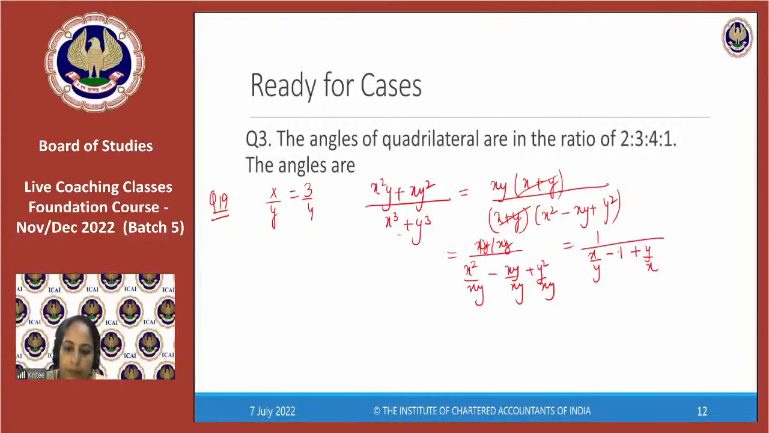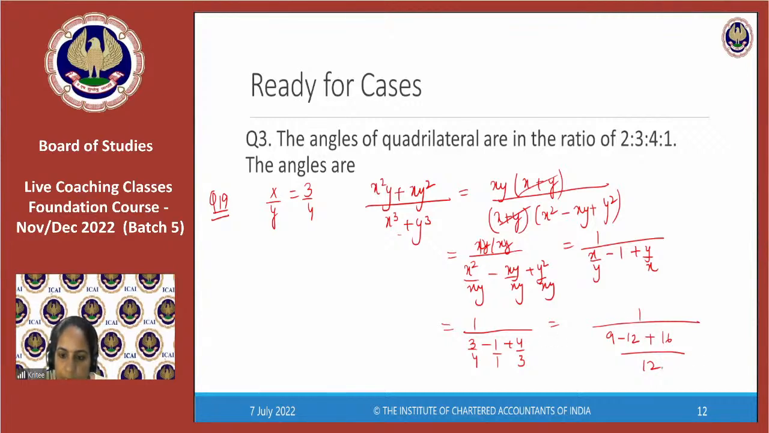Now, for solving this, it's 1 upon 3 by 4 minus 1 plus 4 by 3. Take the LCM, 12. 12 by 4, 3 3s are 9, minus 12, plus 12 by 3, 4 4s are 16, upon 1. Basically reciprocating this, the 12 goes above, and solving this, 25 minus 12 is 13. 12 is to 13 is your answer. I hope that solves your problem.